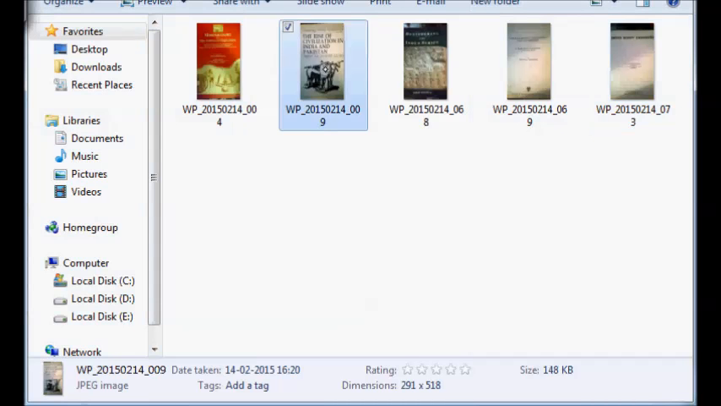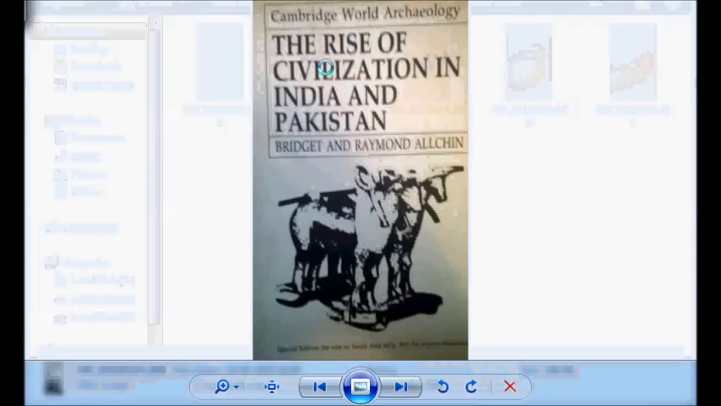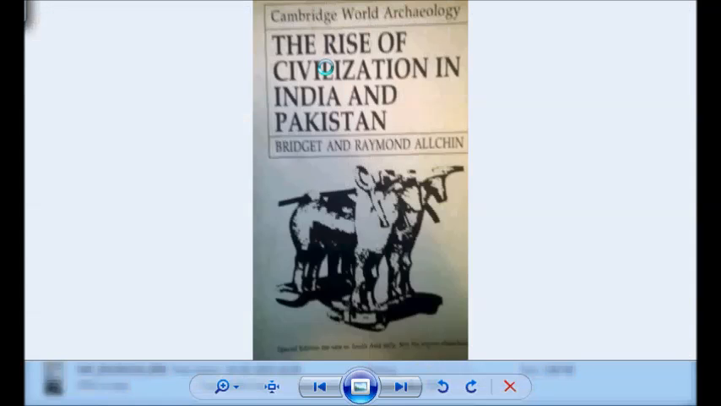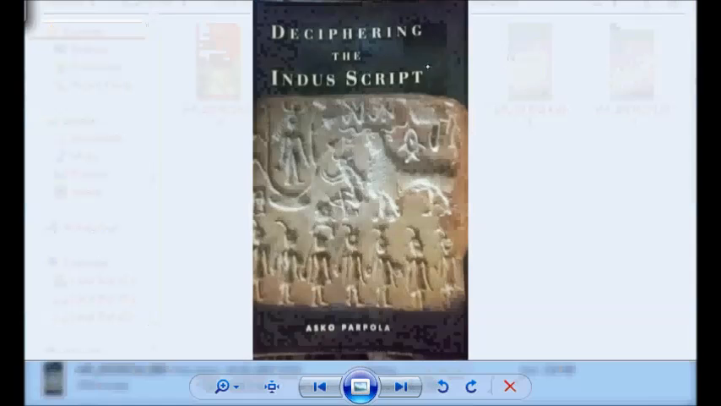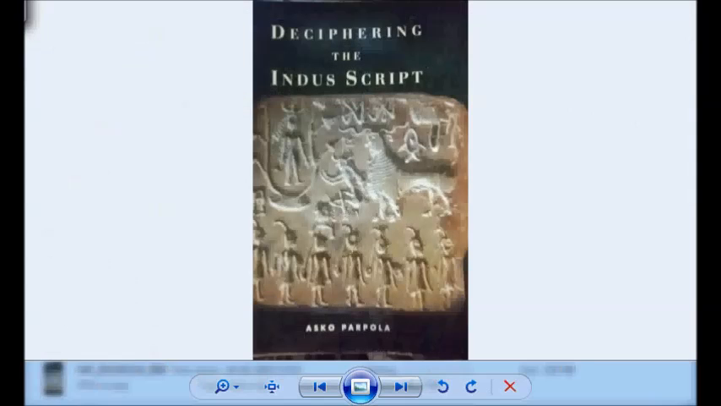Then, if you want to learn more about the history of Indus Valley civilization, Alchin and Alchin's book is a classic book. Parpola's book is also useful with respect to the history of Indus Valley, etc. And there are other books also. There are a large number of books. In fact, there are some 20-30 attempts on deciphering Indus Valley script.